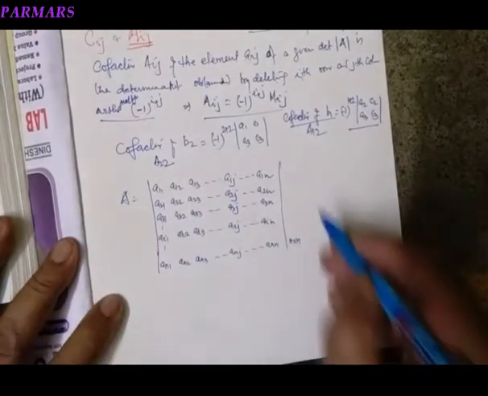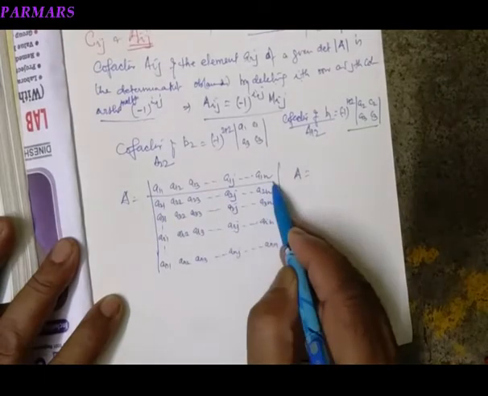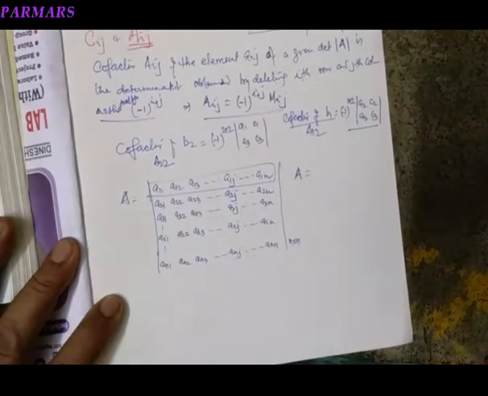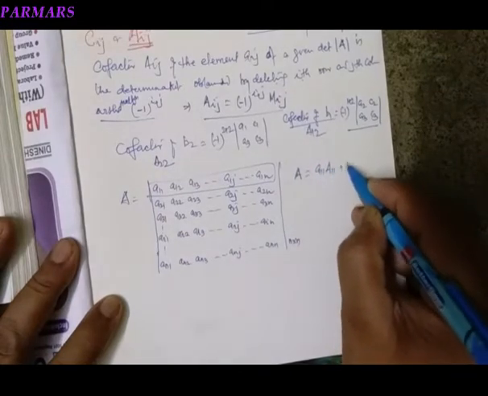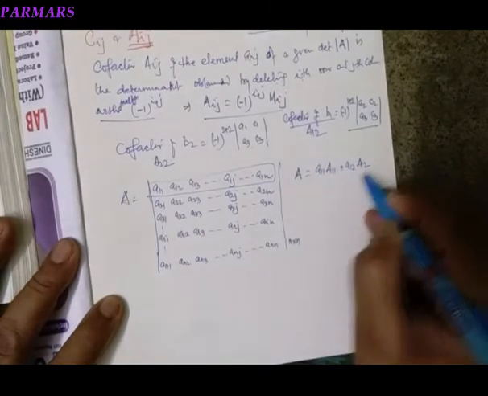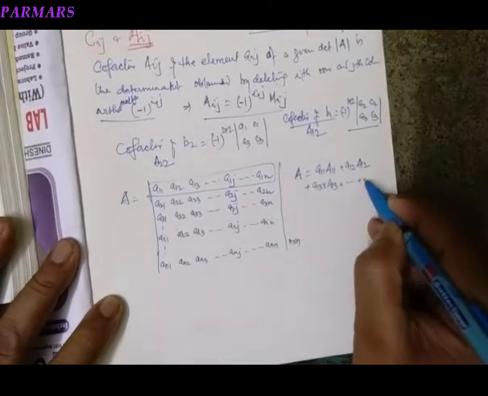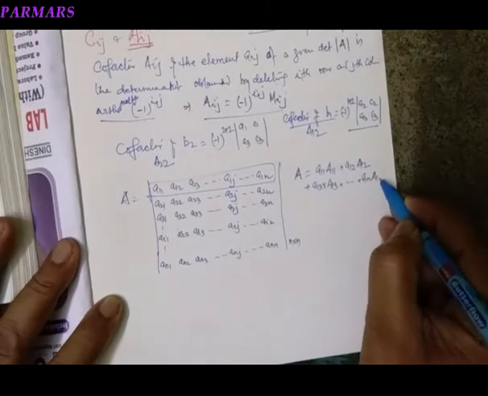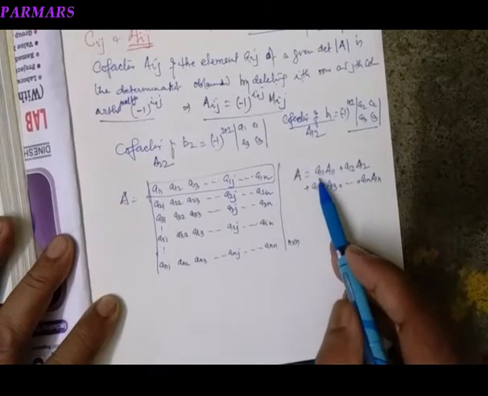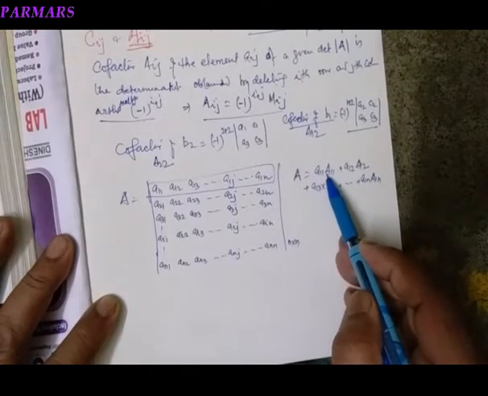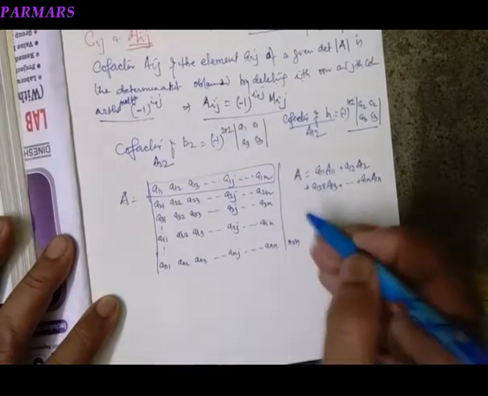Now the expansion of this: suppose we are going to expand the determinant along R1. So you should write a11 into A11 plus a12 into A12 plus a13 into A13 and so on, dot dot, a1n into A1n. If you find the sum of the products of the elements with their cofactors of any row or any column, you will get the value of that determinant.